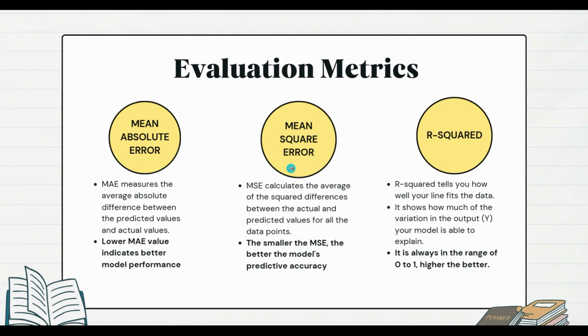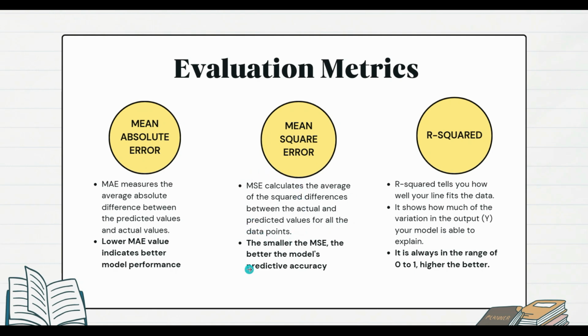The same way, mean square error. Mean square error is similar to mean absolute error. The only difference is we take the difference of actual and predicted values and we square it to remove the negative values. And then we sum up and then we do the average.